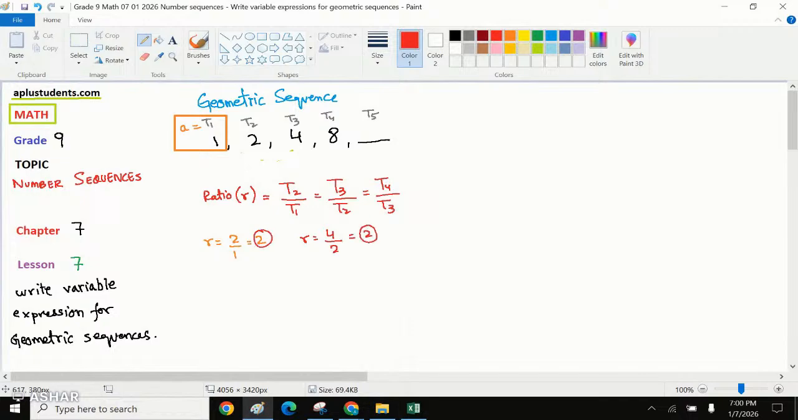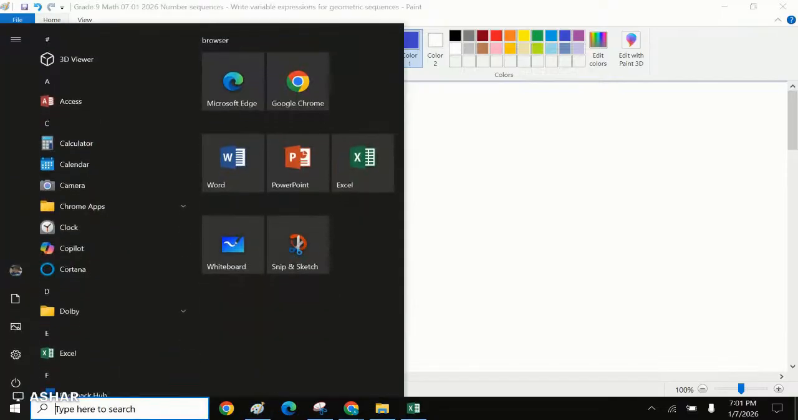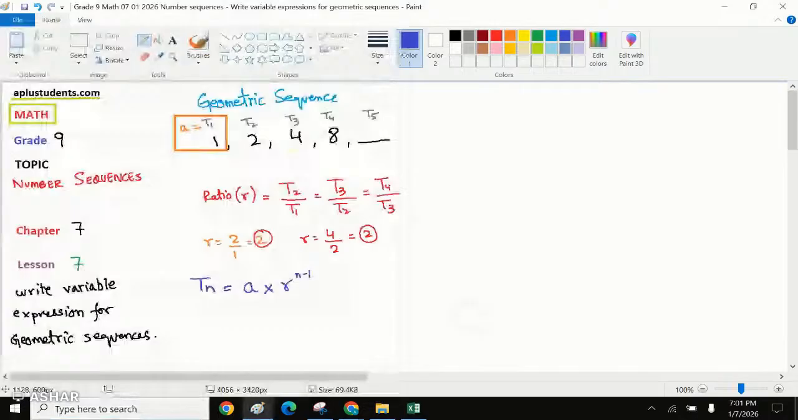Agreed? Since we found the value of the ratio, we apply the formula for a geometric sequence. The formula for the nth term can be written as Tn, or it can be represented by an or un. Nth term means we can find a particular term. The formula is a multiplied by r to the exponent n minus 1. This is the formula given to us for finding any term of a geometric sequence. Let's highlight this because we will be using it over and over again.